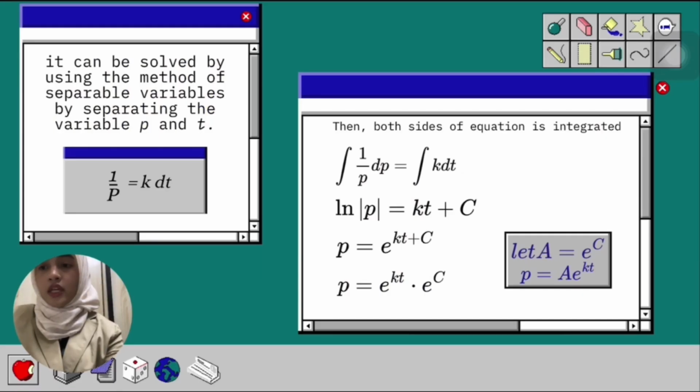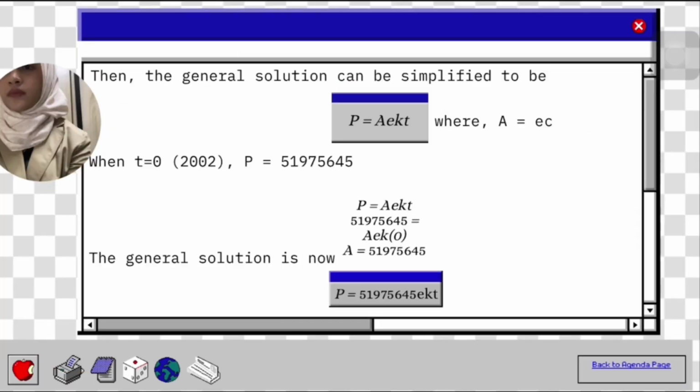To solve this differential equation, we are using the method of separable variables by separating the variables P and t, and then we will be rearranging the terms and integrating both sides until we arrive at the general solution. Then the general solution can be simplified into P = Ae^(kt), where A = e^C, where A is a constant determined using the initial conditions.